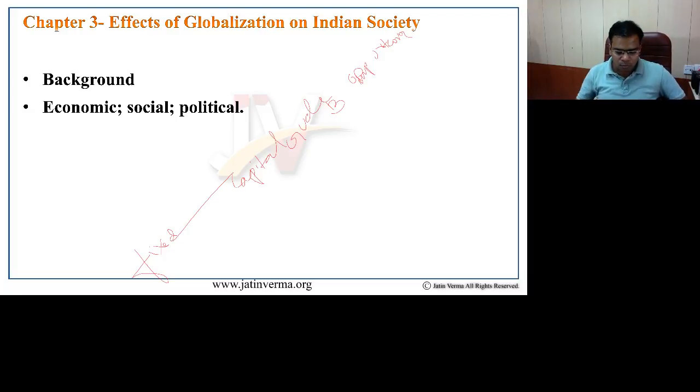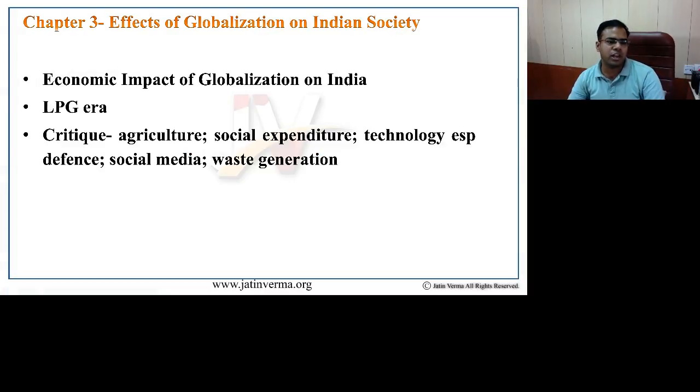So let's now move to the economic impact of globalization in India. Basically, the primary economic change that happened was liberalization, privatization, and globalization. Here I would like to note a very important point: liberalization was already existing, and globalization was also already existing. However, what actually changed primarily was privatization.